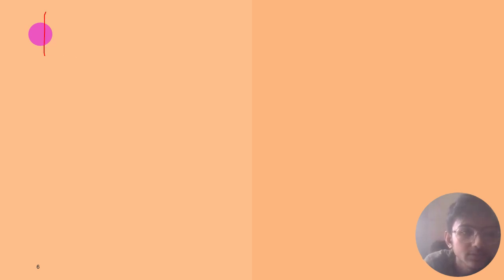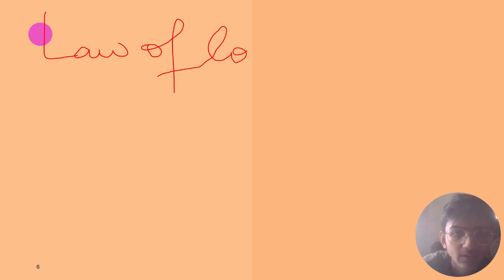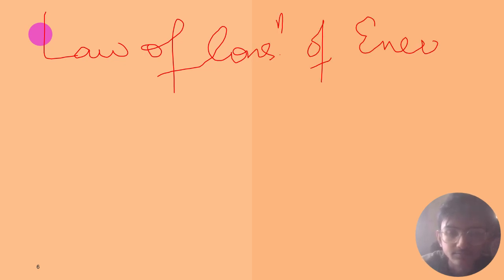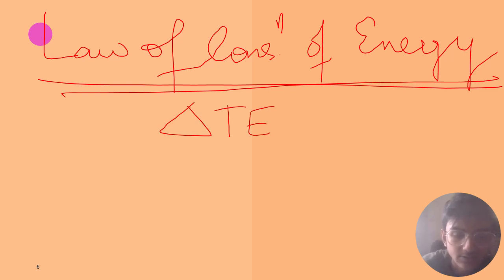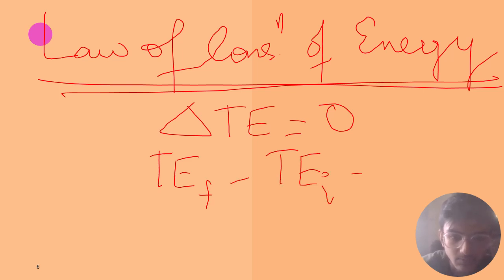So, first of all, recall the law of conservation of energy. What does it say? Total energy remains conserved in an isolated system. So you can say that the change in total energy will be constant. It means you can write it as final total energy minus initial total energy, and this will be 0.